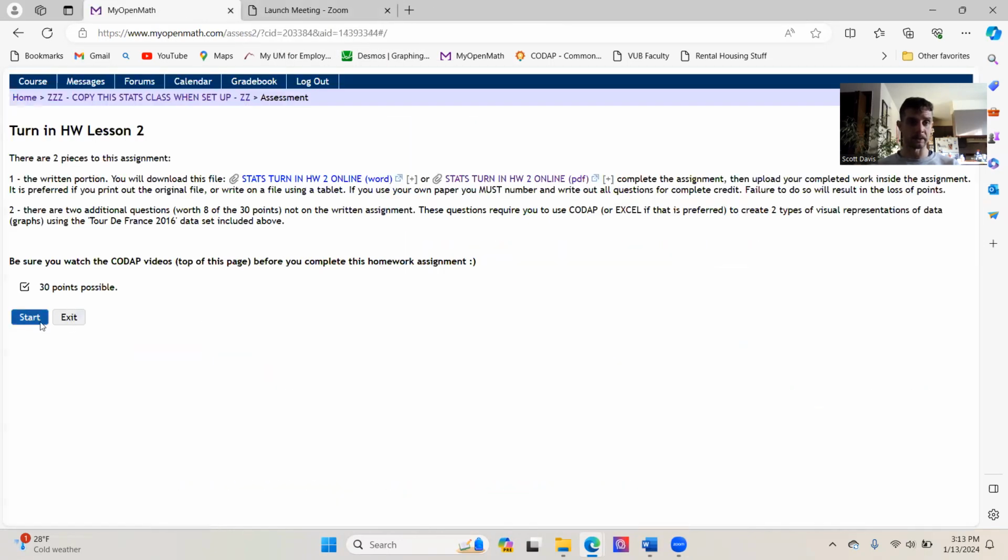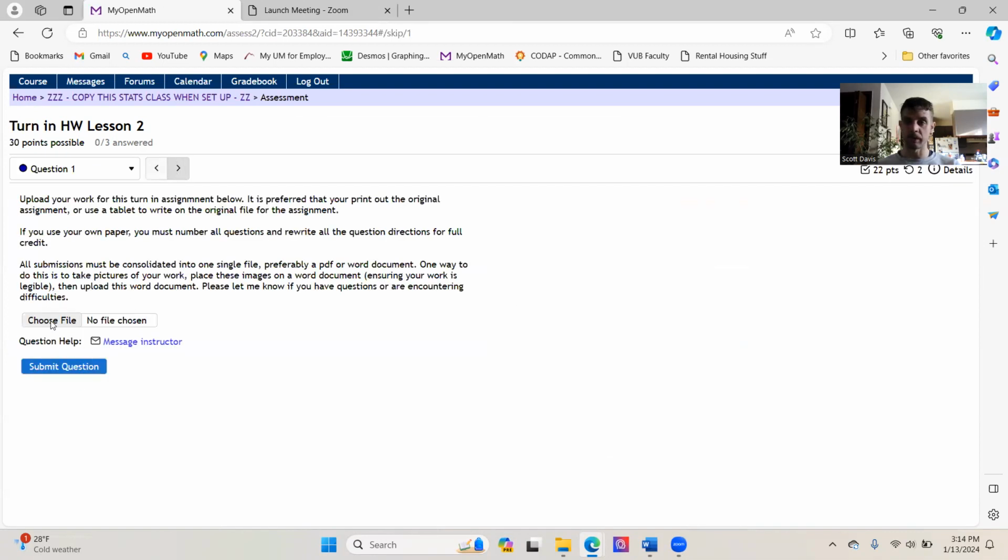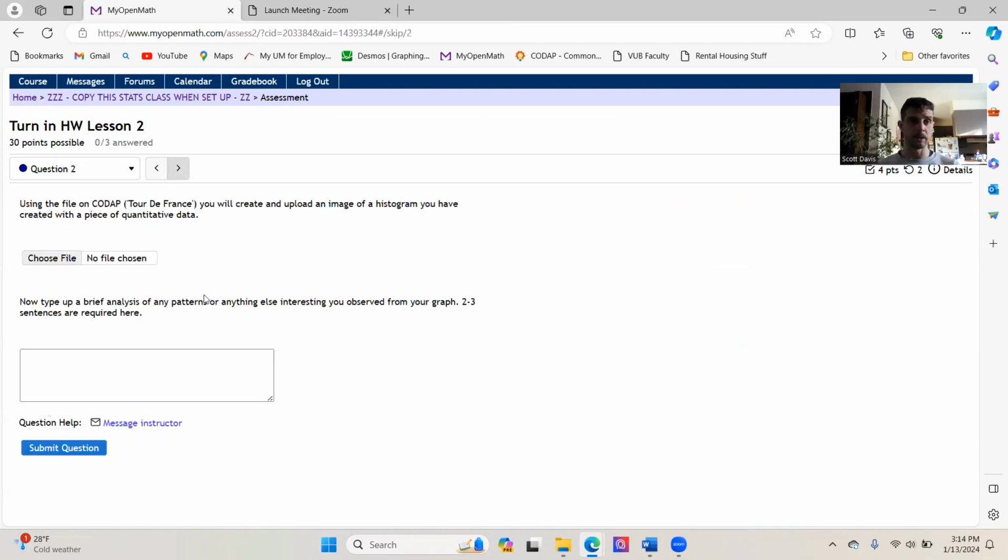So turn in homework lesson 2. One will be a histogram, and one will be a box plot. So here you upload the file of that assignment that we just went through. Here you will upload the image of the histogram you created on CODAP. Again, there's a video giving you all the instructions. Don't forget things like a title, scaling, etc. And then a quick 2 or 3 sentences.